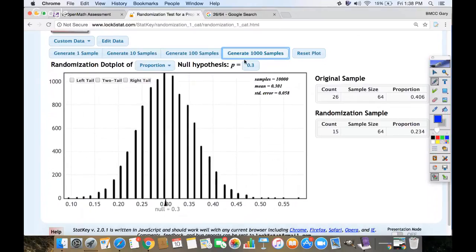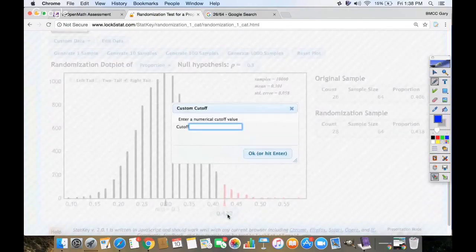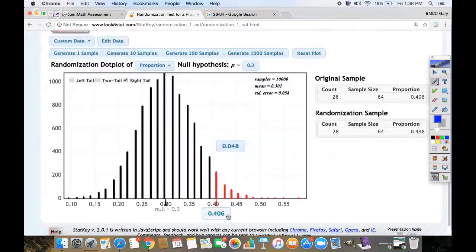10,000, what the heck? And then it's definitely a right tail test because I want to see if it's possible that many groups of 64 stocks will have gone up more than 30%. I need to set my critical number here, and that is 0.406. And this time I get 4.8%. It's in the ballpark of last time.